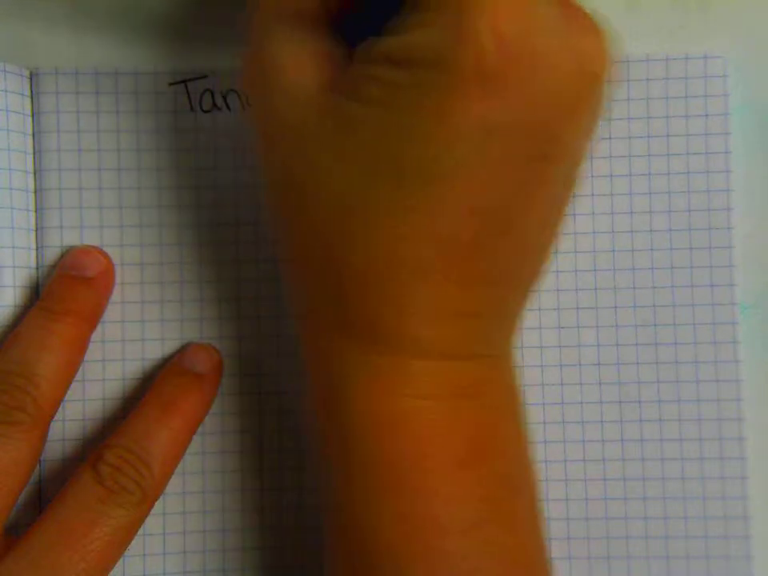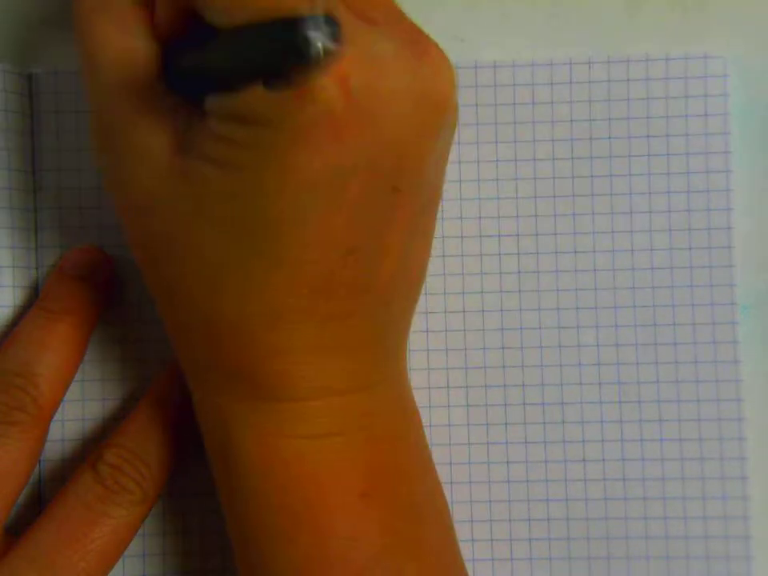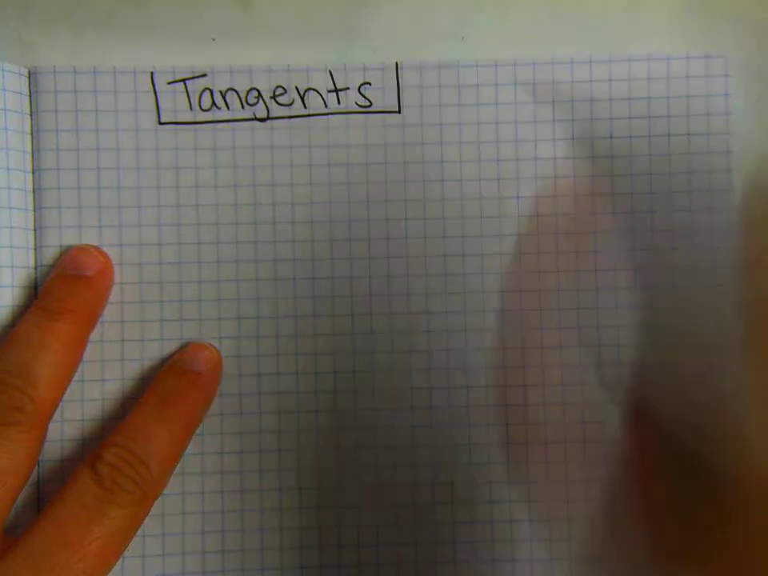Hi and welcome back. Tonight's notes are going to be on page 67. And this is going to be on tangents. And not the tangents that we've been talking about with angles, but this is something in circles.